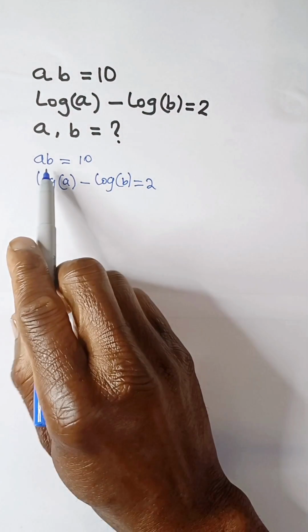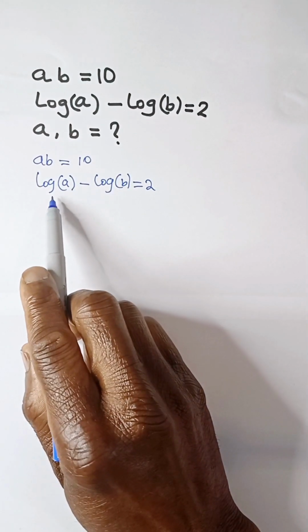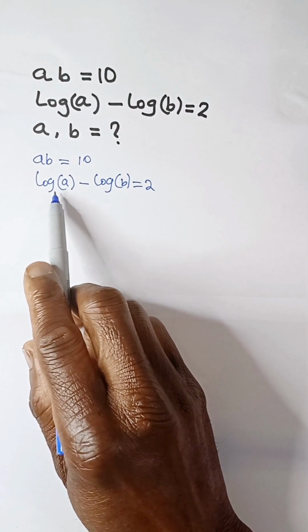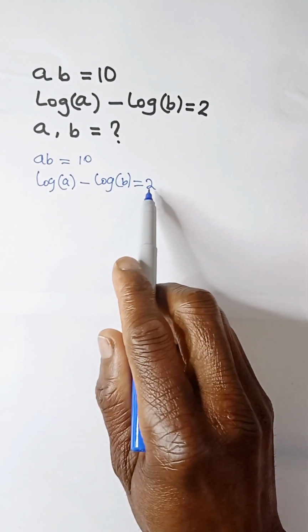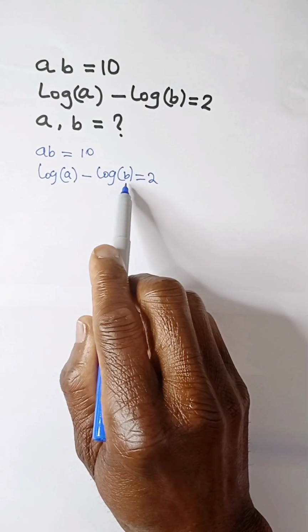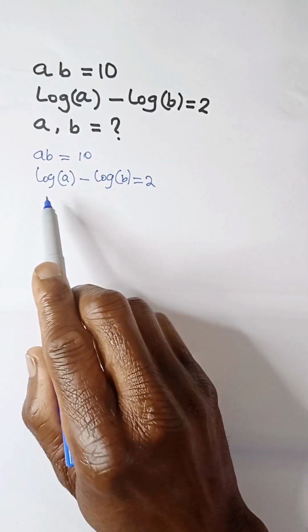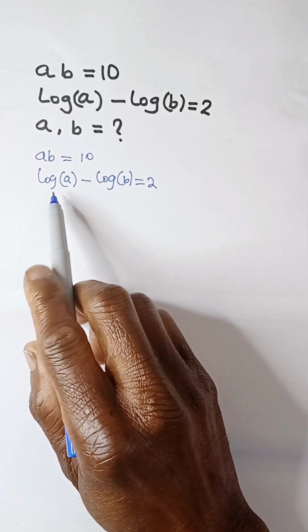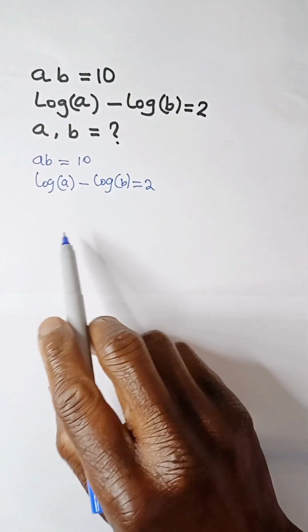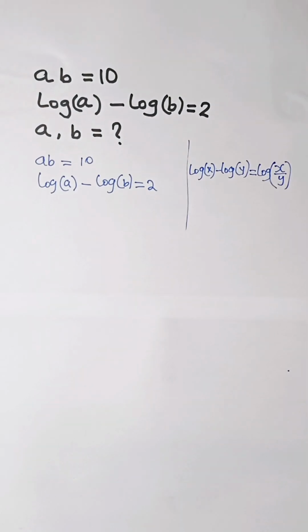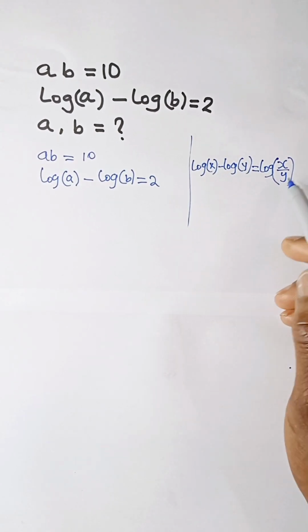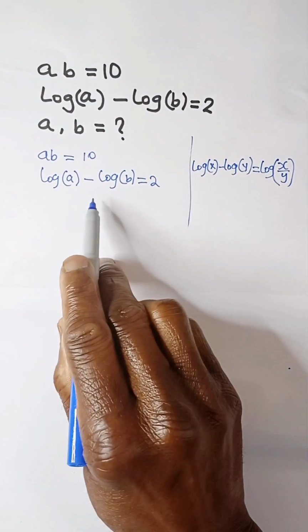Here we have an algebraic equation, and here we have a logarithmic equation. We are going to change the logarithmic equation to an algebraic equation. Note that these two logs are not expressed in any base. If the base of the log is not specified, it is deemed to be in base 10. So these two logs are in base 10. Now let us consider this rule. If we have log x minus log y, this is equal to log x divided by y. Let us apply this rule here.